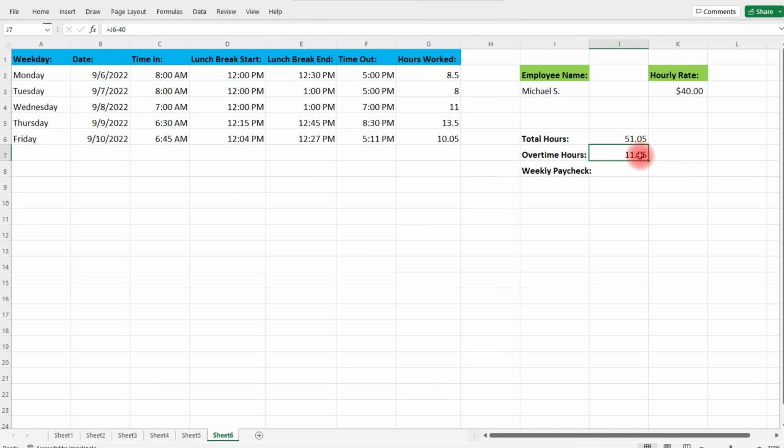Now, if we're dealing with a bi-weekly paycheck, that's 2 weeks. So if 1 week is 40 hours, 2 weeks will be 80. So we would subtract the total hours by 80. As long as it's over 80, he's going to get paid for his overtime work.